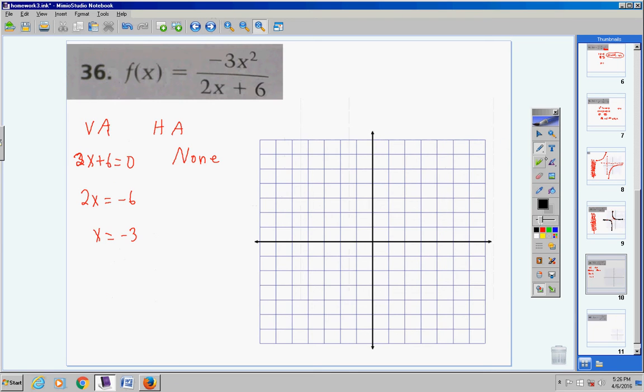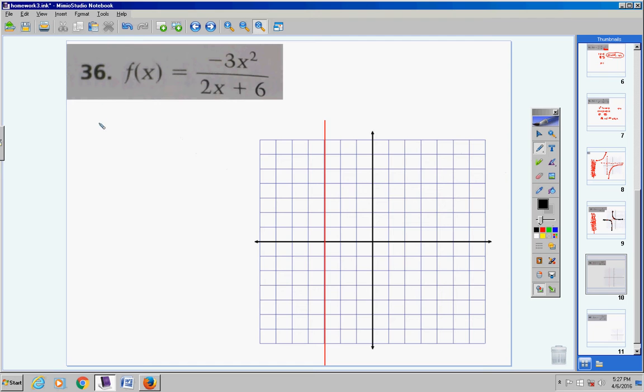So my vertical asymptote is going to be at negative 3. So here's my vertical asymptote, and we'll slide this over right here. There we go, vertical asymptote, okay? No horizontal asymptote. So we're good there. Now, let's find the x and y intercepts.